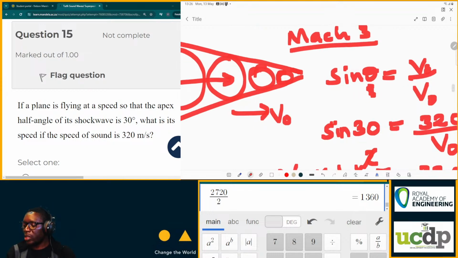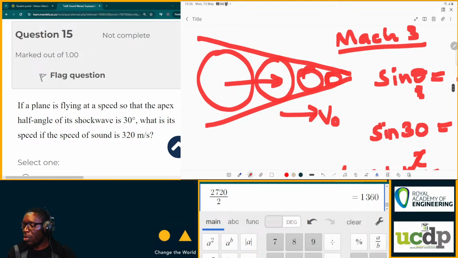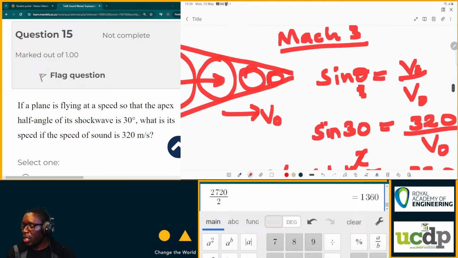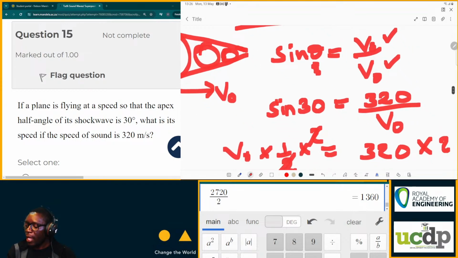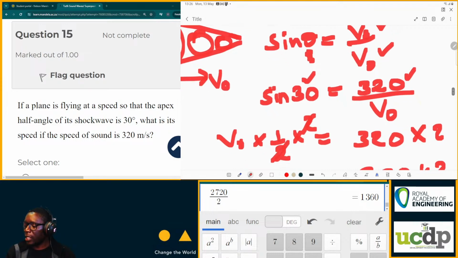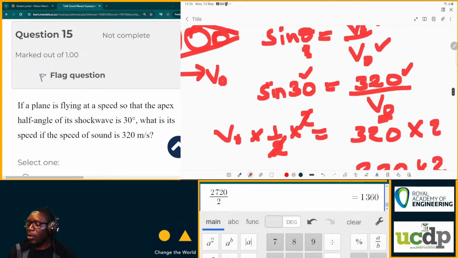What it means is it will form a cone, a sound cone, which looks like that and has an angle theta, which is related to the speed of the sound with respect to the speed of the object. And in this case, we are told that the cone angle is 30 degrees and the speed of sound is 320 meters per second. So we need to find the velocity of the plane that results in such a cone angle.